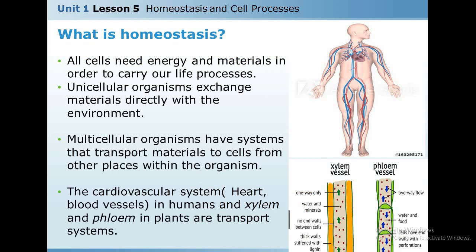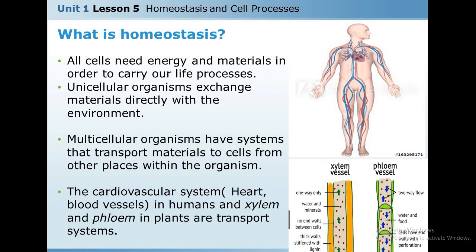Okay, the cells in your body, or even the cells in the plant, need energy to be alive, to be able to survive. So all the cells need energy and materials in order to carry out the life processes. The unicellular organism exchanges the materials directly with the environment. They take in and take out what they need from the environment. And for the multicellular organism, they have specific systems that transport the materials to the cell.